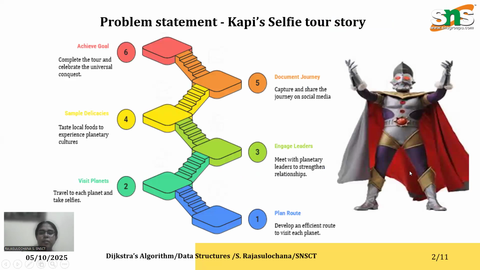Before we start the discussion of Dijkstra's algorithm, let us discuss the problem statement given. Here is the selfie story of a person called Kapi. He wants to complete the tour of entire cities to celebrate the universal contest. Initially he plans the route, that is, he develops an efficient strategy to visit every place in the planet. Next, he visits all the planets and takes selfies in every planet.